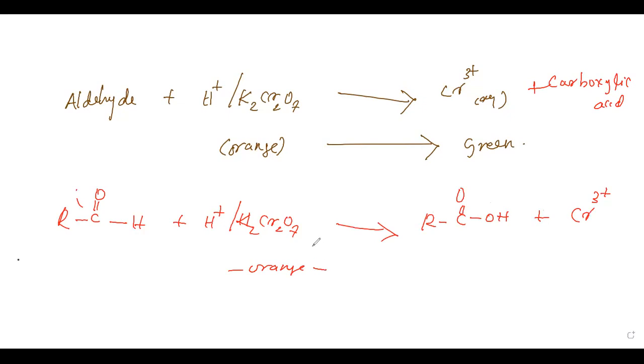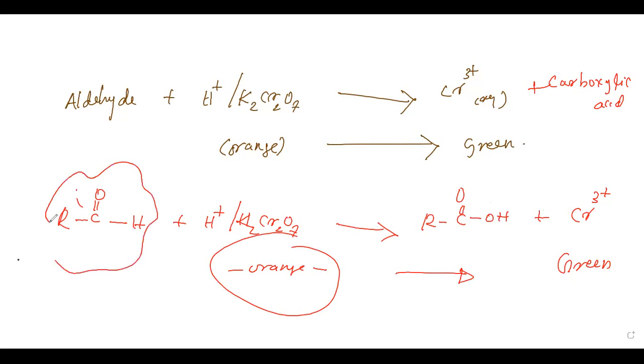Here the solution is orange in color. That should be transferred into the green color. So this is the observation. Now the aldehyde is oxidized to carboxylic acid by changing its color. Earlier it was orange. After the oxidation it turned into green. You can further confirm the oxidation happened in the aldehyde. Did you all understand?